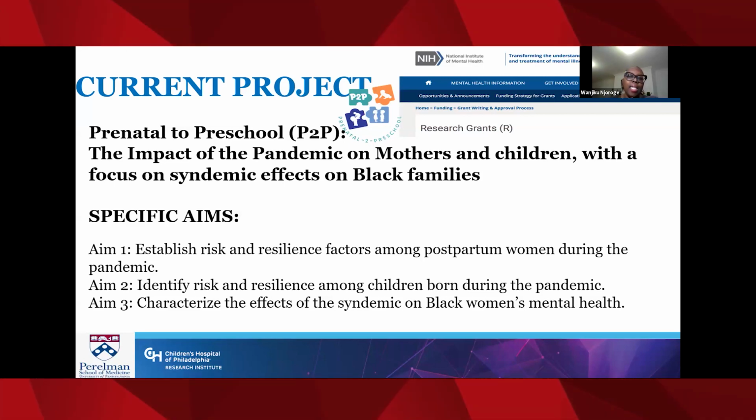So again, these were the aims of the R01. The study is called the Prenatal to Preschool. We call it P2P, as you will see. Here's our little logo, which we have on all of our products. We have T-shirts, we have cards, we have all kinds of things that we've created to give to the families, both as recruitment and just as a thank you for their participation over these many years.